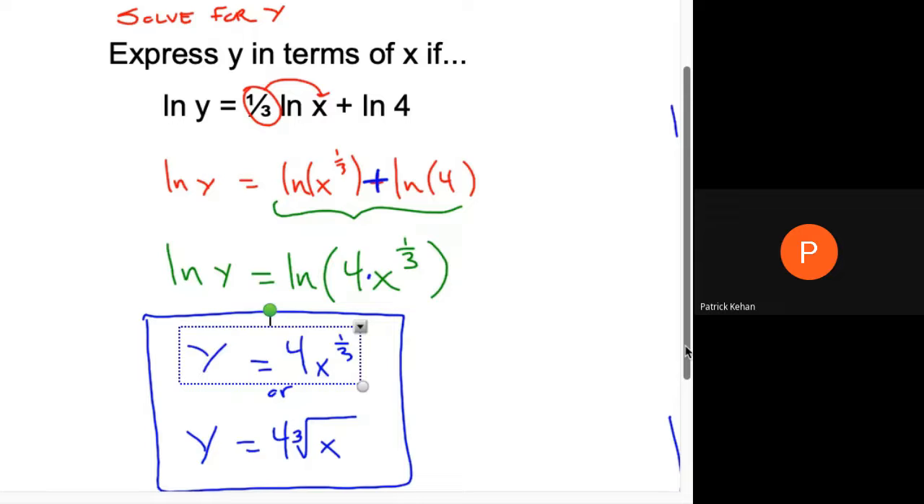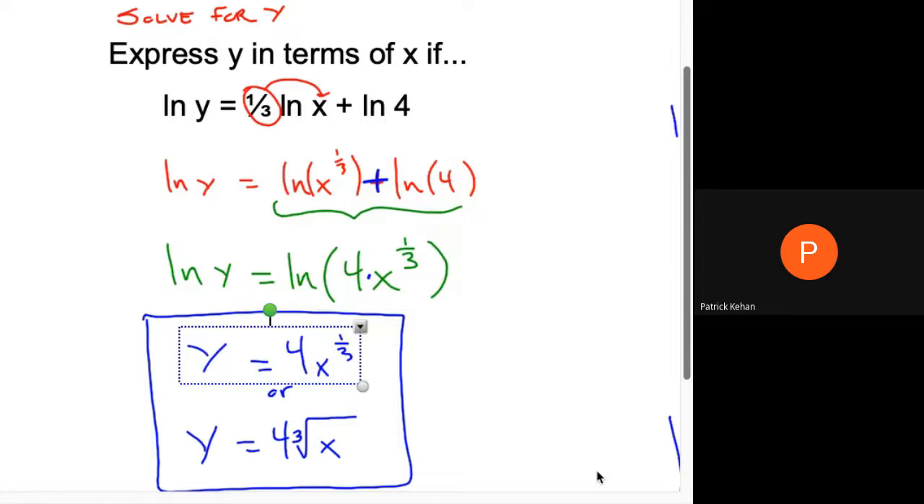Now, if you did choose to work with the radical, you could express it as y equals 4 times the cubed root of x. Both are correct. Both are simple. I would prefer the top highlighted answer as opposed to the radical here, but they're both correct. You'd get credit for both of them there. All right, so that's our first example.